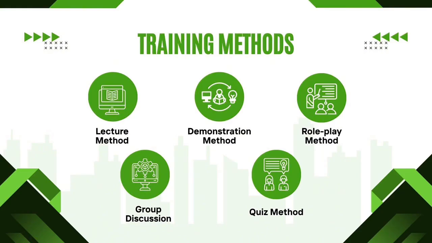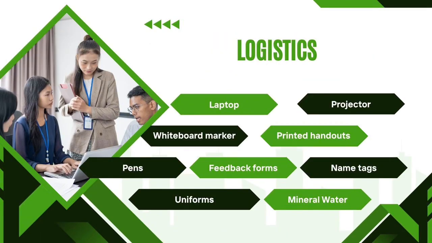These methods are suitable because complaint handling requires both knowledge and practice. This slide shows the logistics needed for the training program. The items include laptop, projector, whiteboard marker, printed handouts, pen, feedback forms, name tag, uniform, and mineral water. Each item has its own purpose. For example, the laptop and projector are used for presentation.